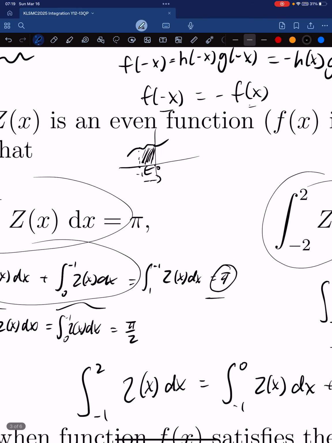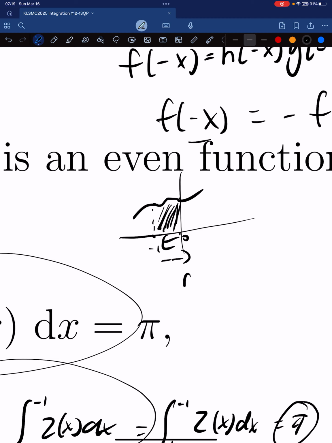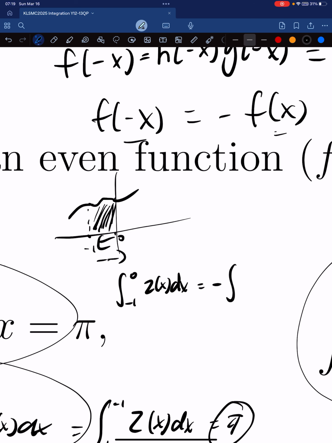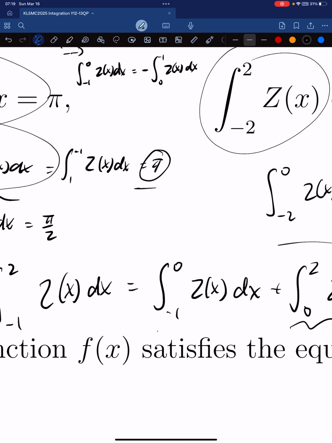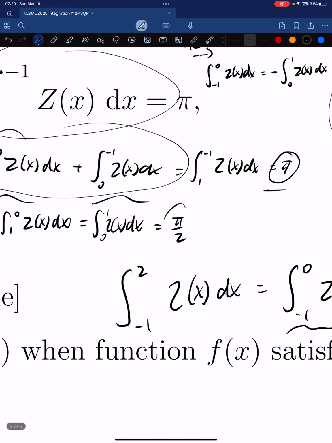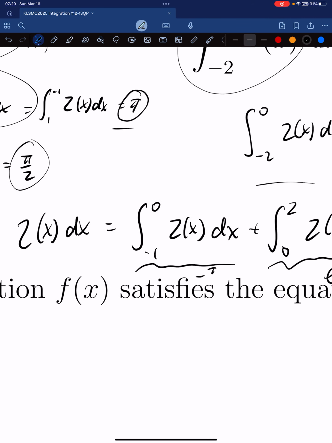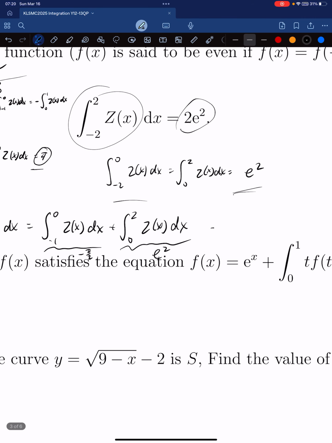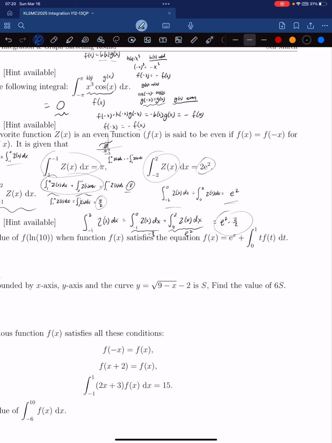So in fact, the integration from -1 to 0 of z of x dx is basically just the negative of the integration of the same function from 0 to -1. So we know this will basically just be the negative of this. So this is negative pi over 2. So combining these two terms gives us e squared minus pi over 2, and this will be our final answer. Okay.